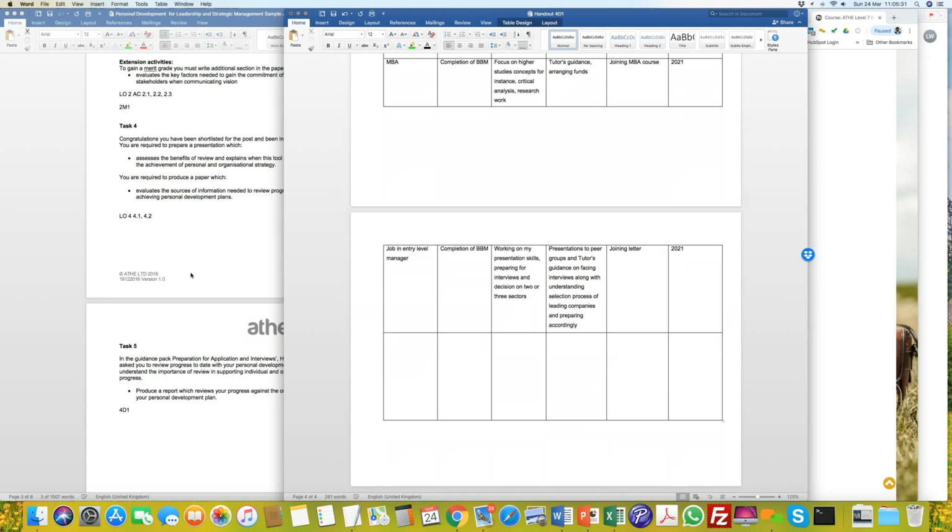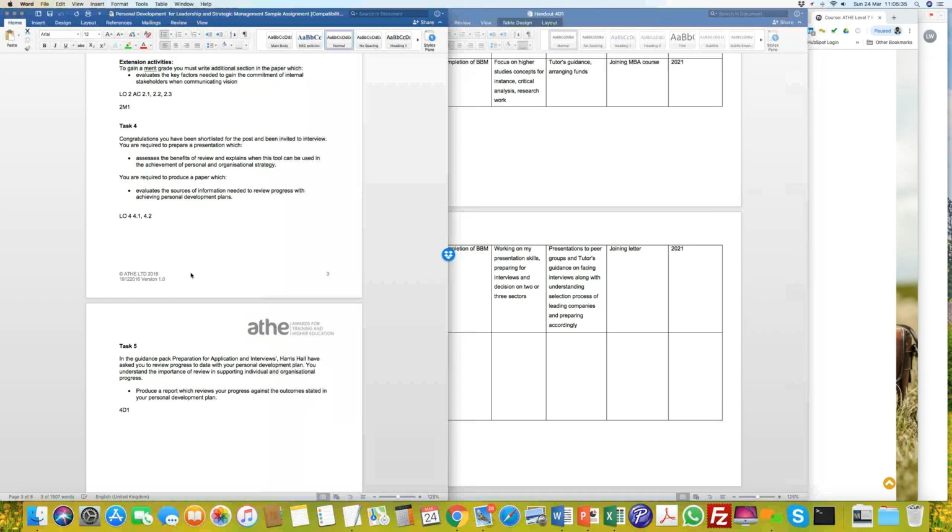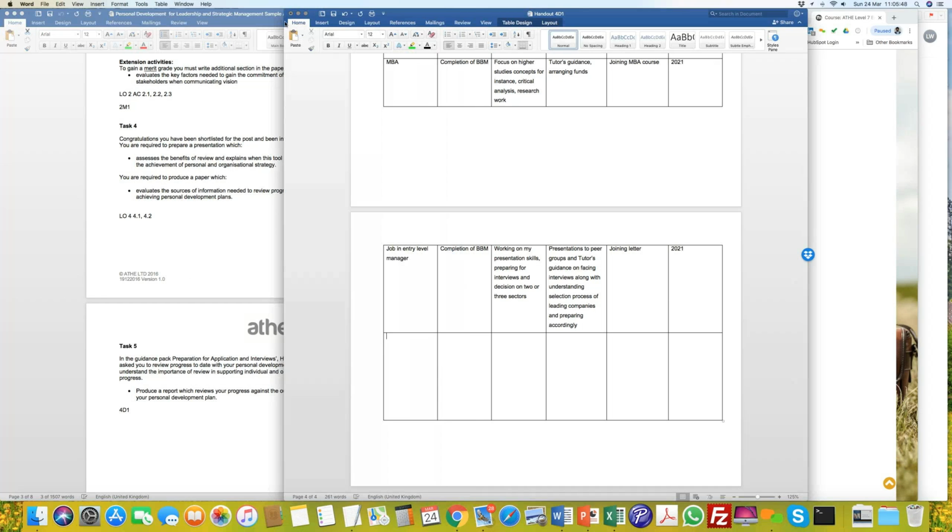In task 4, it talks about the review of your personal development plan and how it is related to your organization. You can take your company of choice or the company which you work in. And in task 5, you're looking at the activities which you have completed, which have allowed you to develop that skill, which have to be presented in the form of a table.